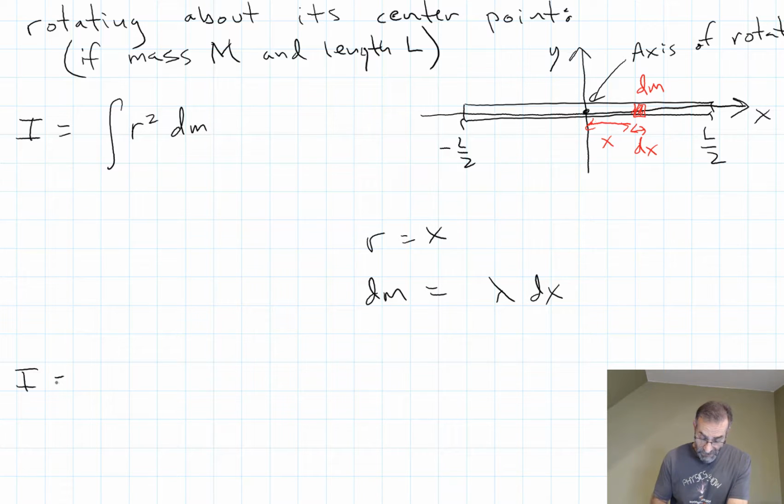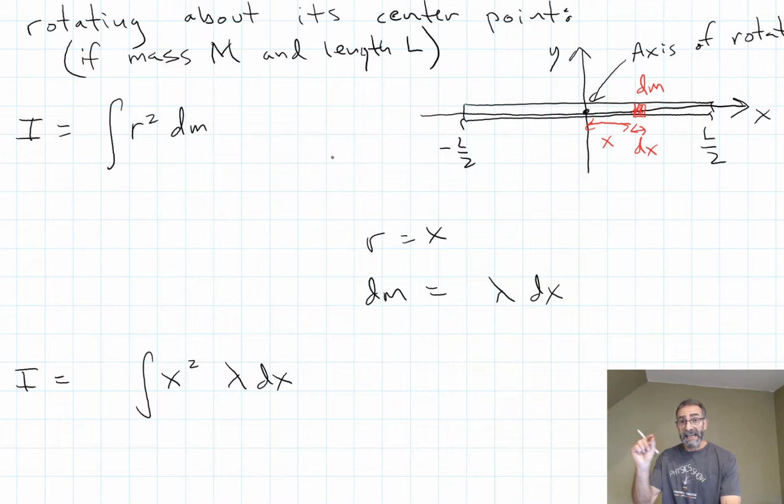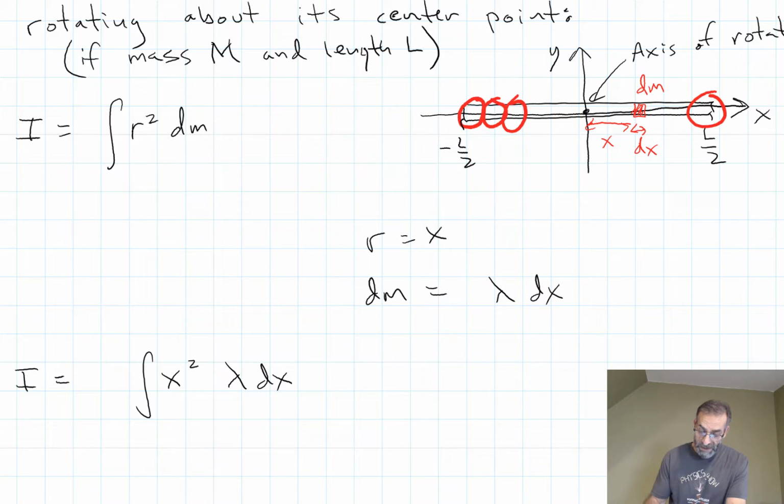I get I is equal to the integral of x squared lambda dx. And I say, what are my limits of integration? I have to integrate over every little dm that makes up that rod. That means I'm starting all the way over here, and I'm adding up all the dm's along the way, all the way out to that end. So from negative L over 2 to positive L over 2.